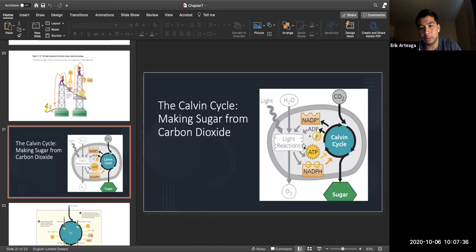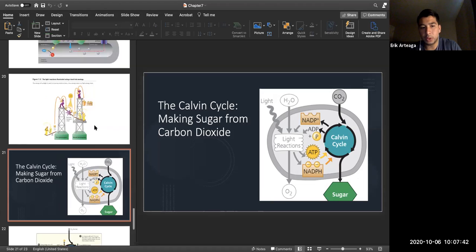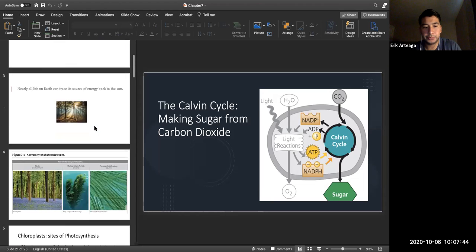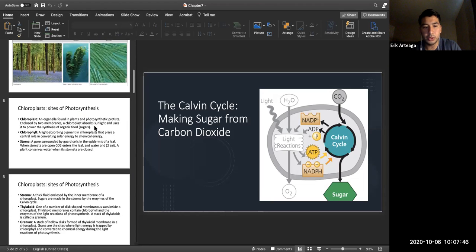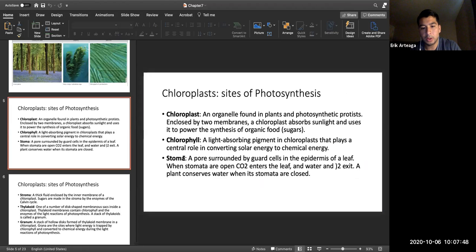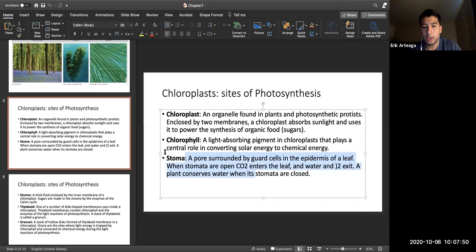These can happen independently, okay? So that's another thing that you do need to know. So the stoma is what's important here, okay? The stoma will only open if the cell or the plant has enough water in order to perform the different tasks, okay?